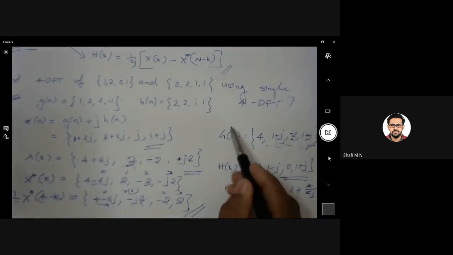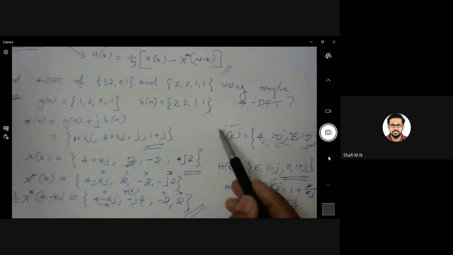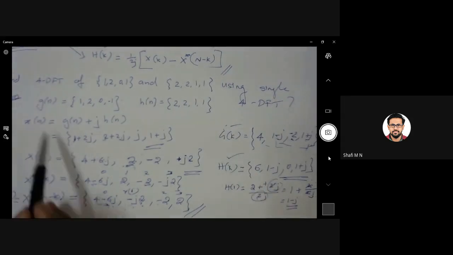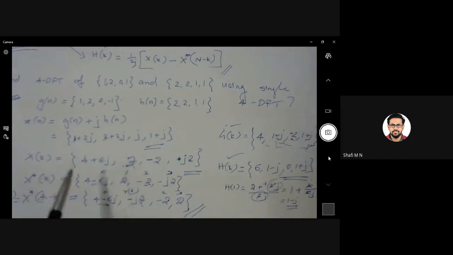So you have found the 4-point DFT of g of n, that is g of k, and the 4-point DFT of h of n, that is h of k, using only a single 4-point DFT. So that is the method. Just go through this and ask me if you have any doubts.